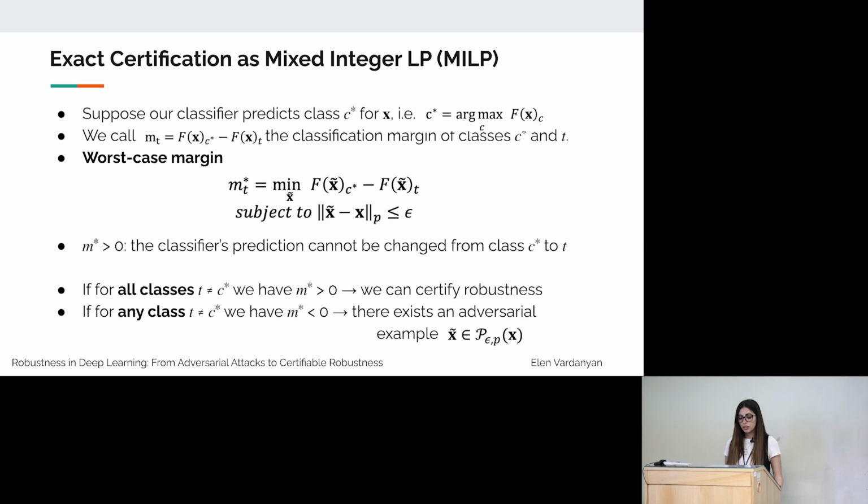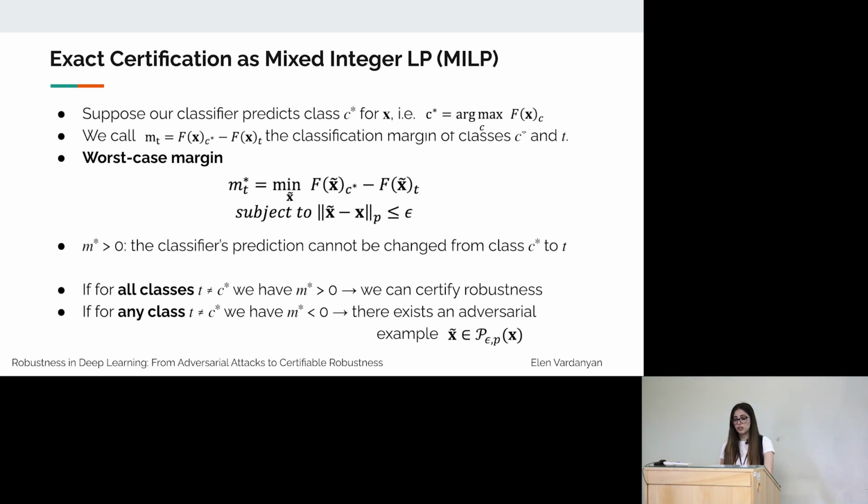So this will be called the classification margin of classes C star and T. Mathematically, we want to minimize this worst case margin to be able to find a perturbed, an adversarial example. And we also have this constraint that we want to have an epsilon on the LP constraint between the differences of our input and the perturbed sample.